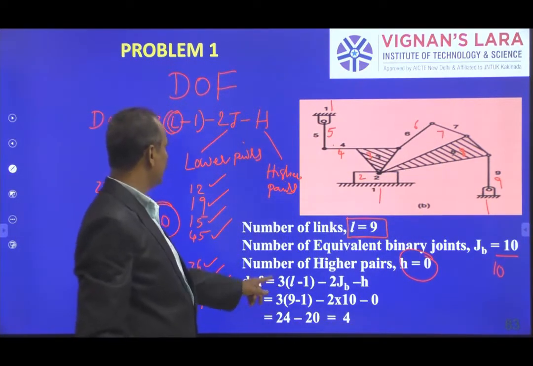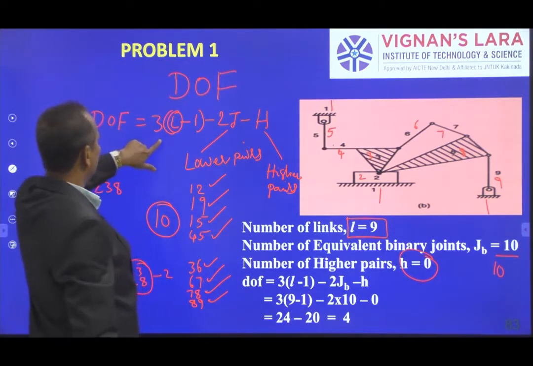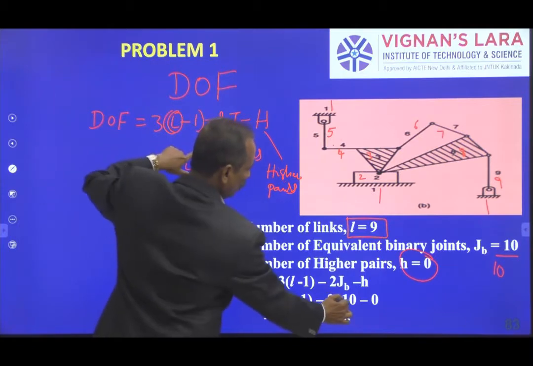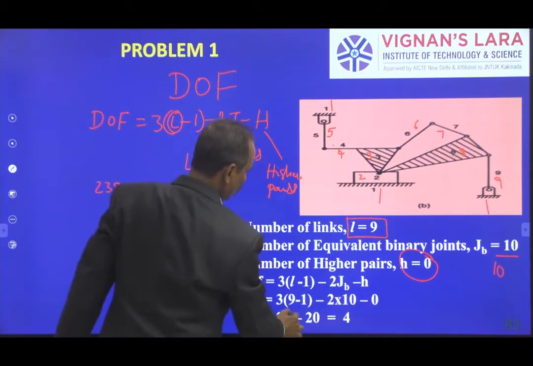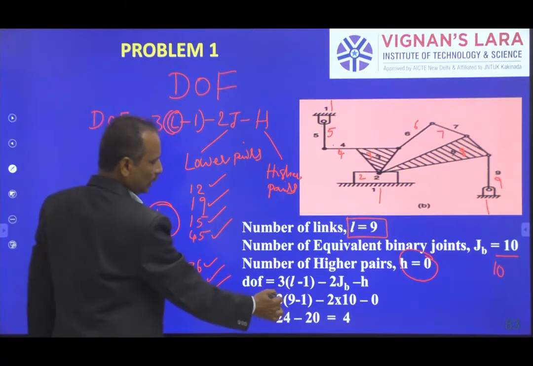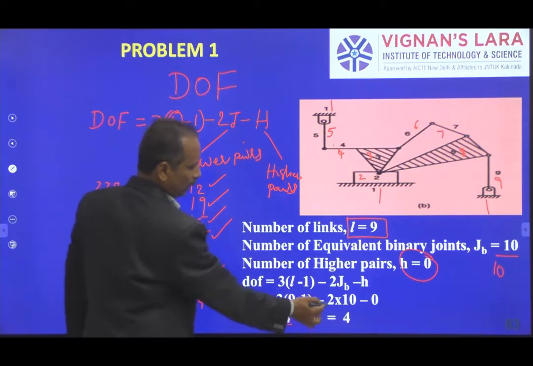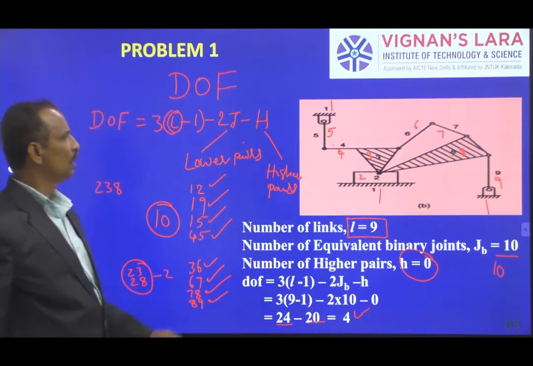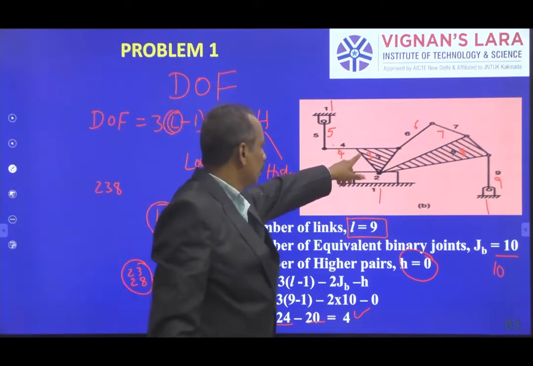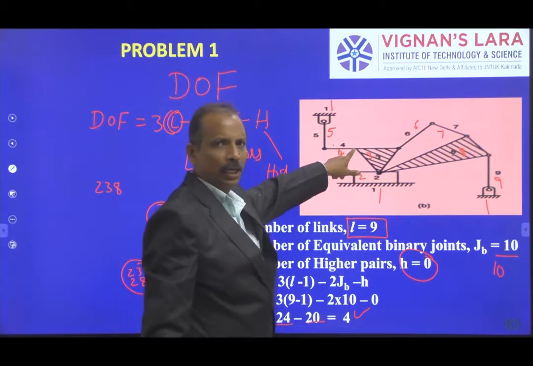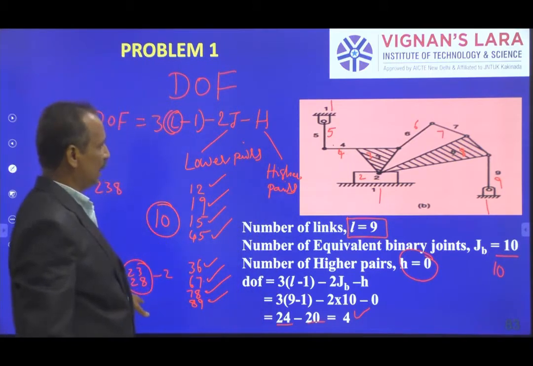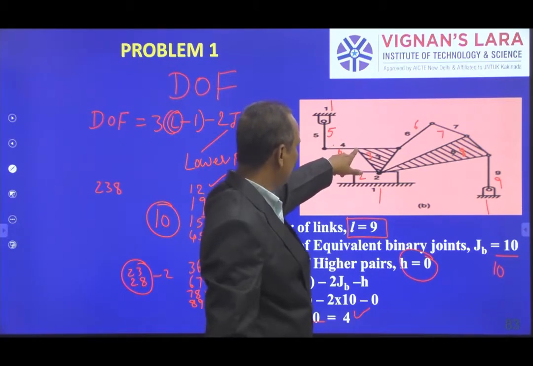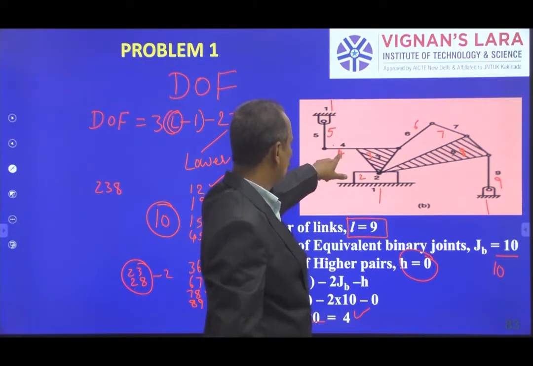So you can write here 3L minus 1, that is 3 into 9 minus 1 minus 2 into 10 minus 0, that is 8 3s are 24 and 2 10s are 20, then degrees of freedom is 4. So by just wrongly taking this point, I ended with 11. So I have marked here, this is not actually a point as shown.